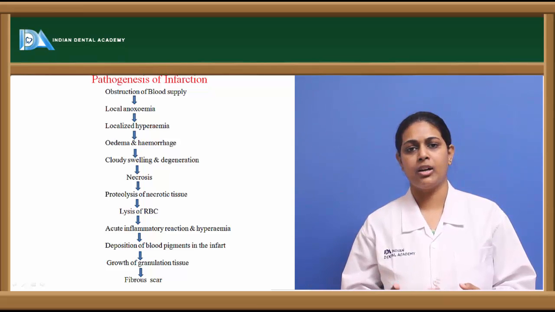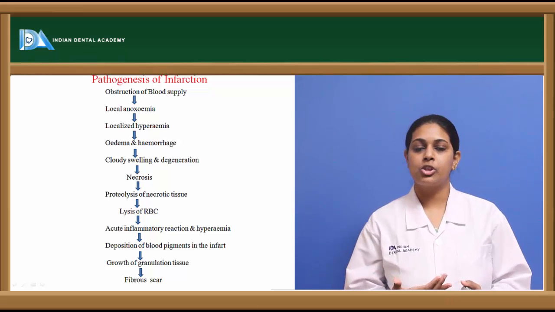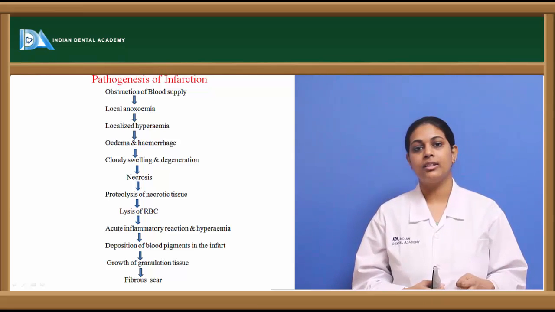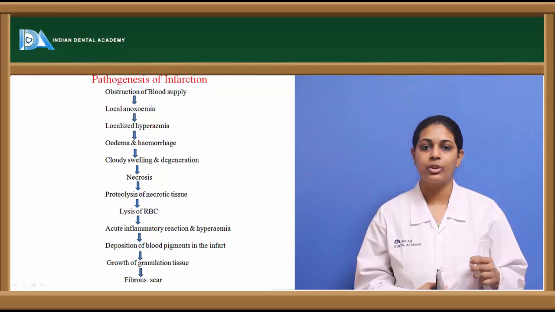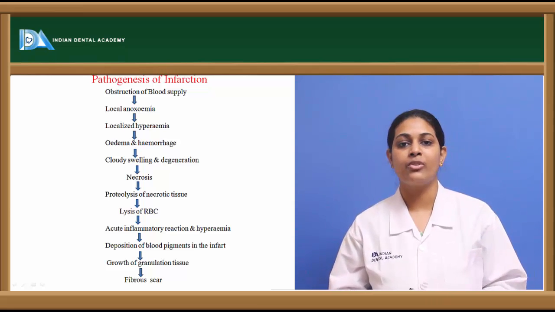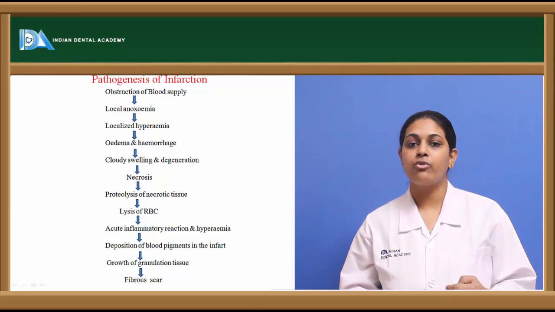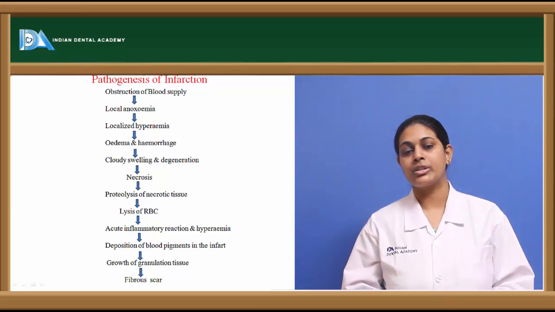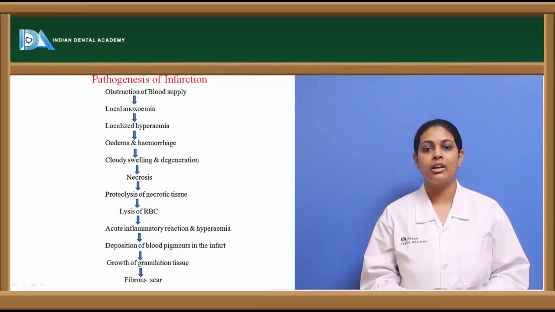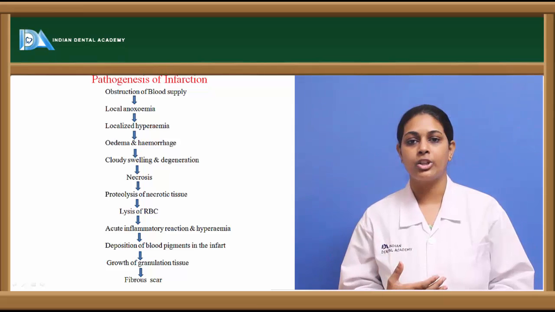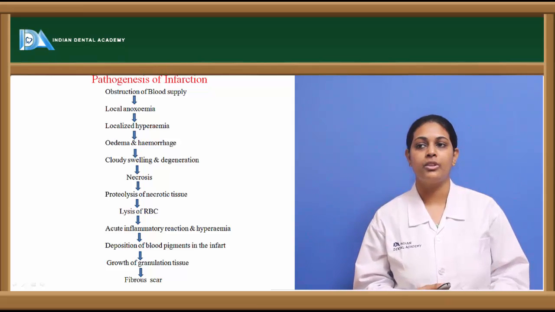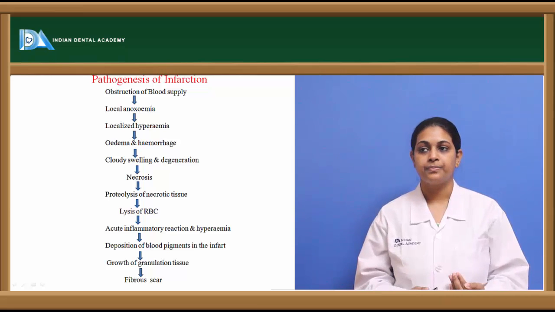Hyperemia is followed by deposition of blood pigments within this infarct area, that is within the localized area suffering from infarction, and this is followed by the formation of granulation tissue. Since it's a healing scar because of the degeneration of the necrotic area, this will result in the formation of granulation tissue, and ultimately a fibrous scar will be formed. This is what happens in infarction.